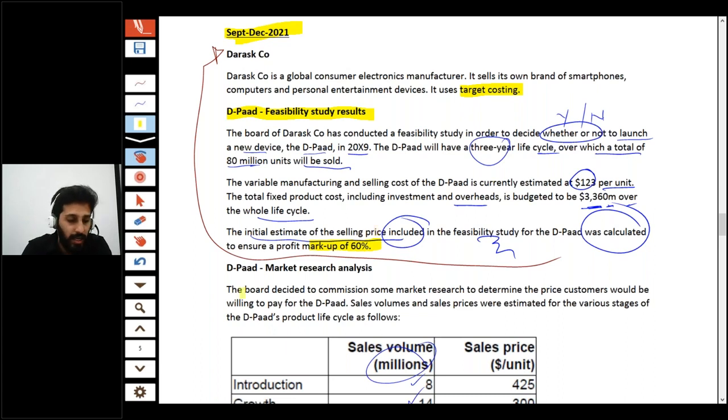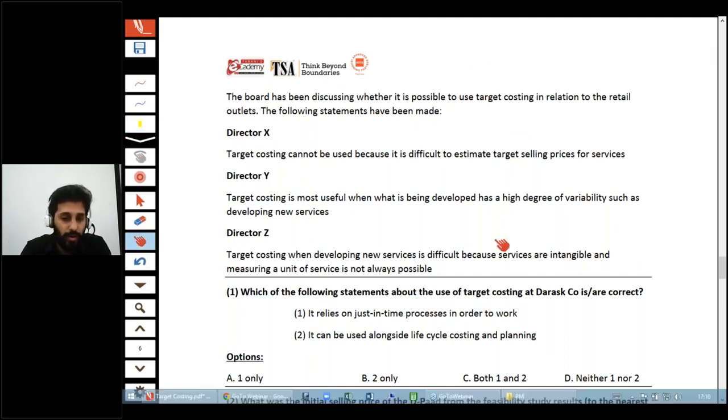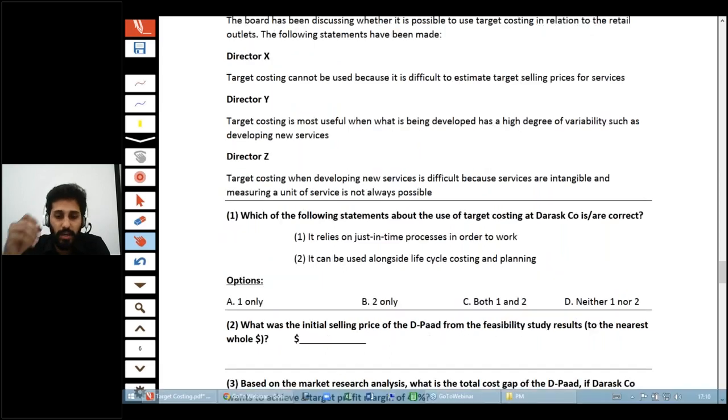Now, this is the market research analysis. I'm ignoring all the other information, and first of all I am going to read question number one. This question is not specifically related to the case; it can be examined as a knowledge-based question as well. So you should read these two requirements. Which of the following statements about the use of target costing at Darask is or are true? Number one, it relies on just-in-time processes in order to work.